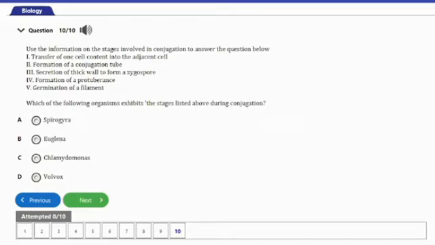So it says here, which of the following organisms exhibits the stages listed above during conjugation? We have A, Spirogyra, B, Euglena, C, Chlamydomonas, D, Volvox. So guys, of the options listed here, Spirogyra is actually the organism that exhibits the stages listed above during their conjugation. And that's it for that question.